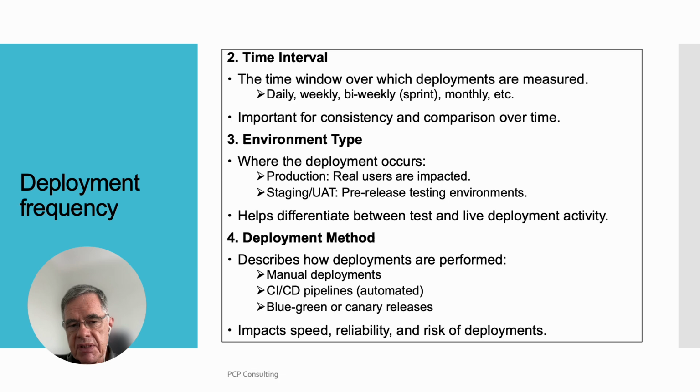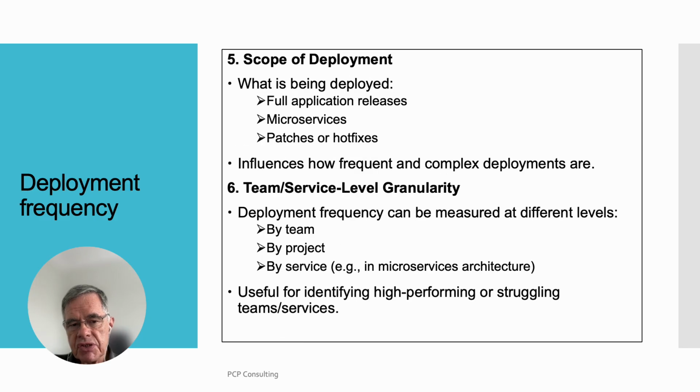Deployment method, describes how deployments are performed. Manual deployments, CI/CD pipelines, that is automated. Blue-green or canary releases. These impact speed, reliability and risks of deployments. Scope of deployment, what is being deployed? Full application releases, microservices, patches or hotfixes. Influences how frequent and complex deployments are.